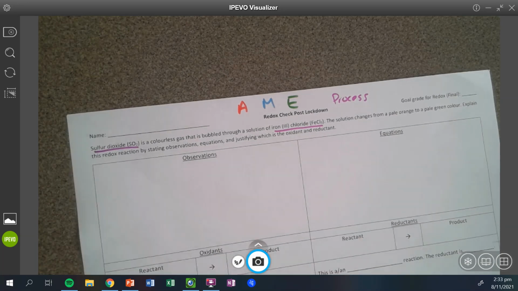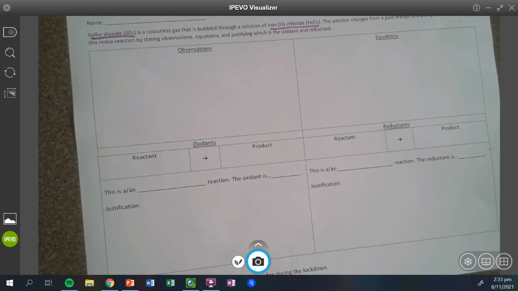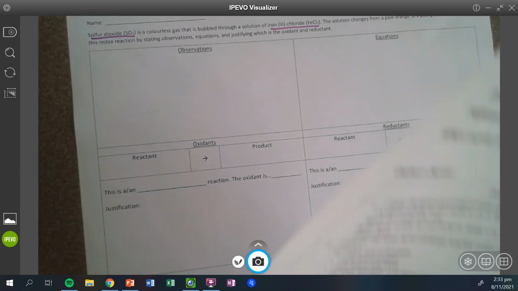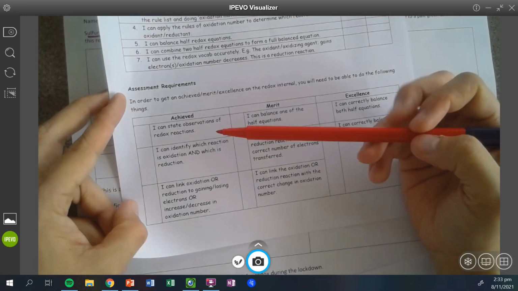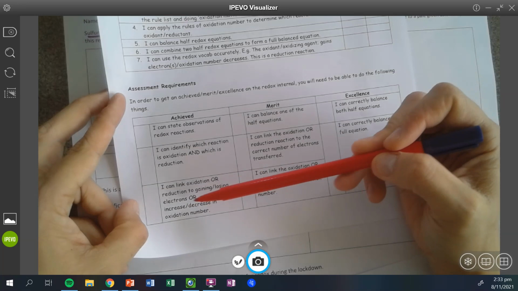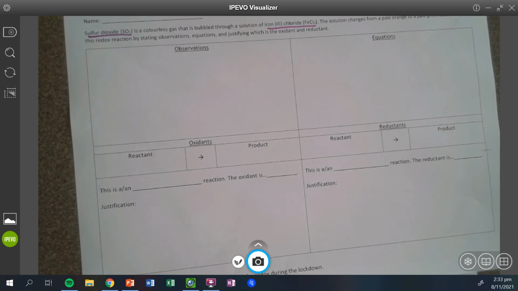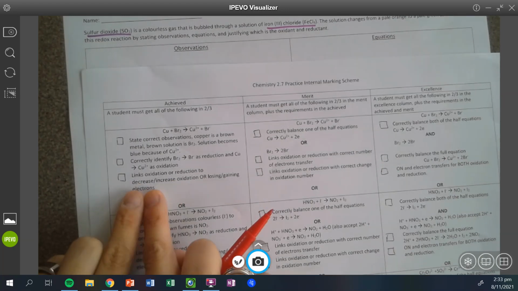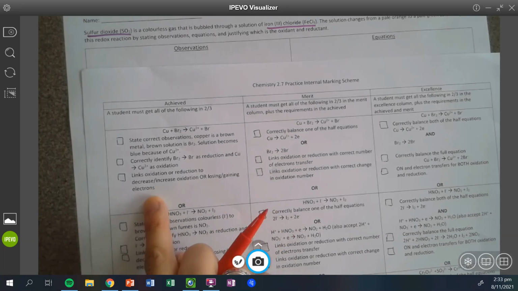Actually, let's do some easy stuff first. So some stuff for the achieve that you need to be able to do is just show that you know vocabulary. So we can see here on our checklist, can you link oxidation or reduction to gaining or losing electrons or increasing or decreasing oxidation numbers? So before we even start looking at the question, let's drop down our vocabulary to show that we can meet that requirement. It's also on the checklist over here, links oxidation or reduction to increase, decrease oxidation number or losing, gaining of electrons. Are we good with that so far?